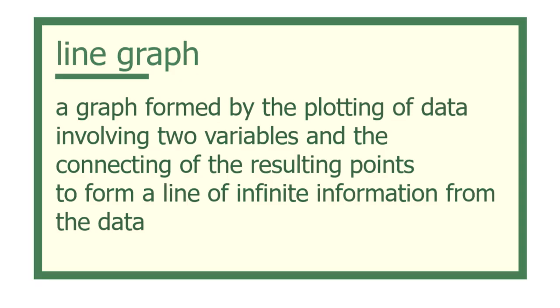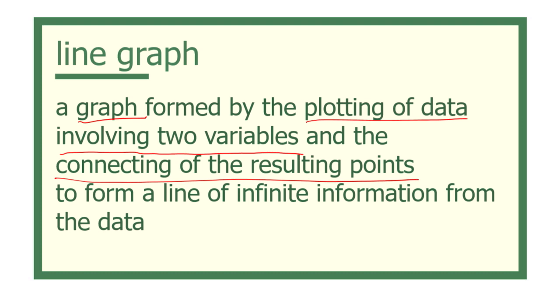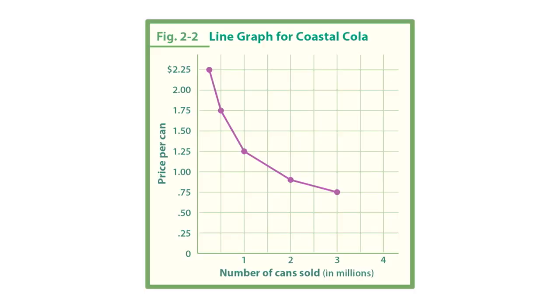A line graph is a graph formed by the plotting of data involving 2 variables and the connecting of the resulting points to form a line of infinite information from the data. Okay, in other words, you get a whole lot more data from a line graph. To construct a line graph, economists place price on the vertical axis and quantity on the horizontal axis. Then they plot the graph with the amounts that they know. Often they'll use the tabular model as a guide.